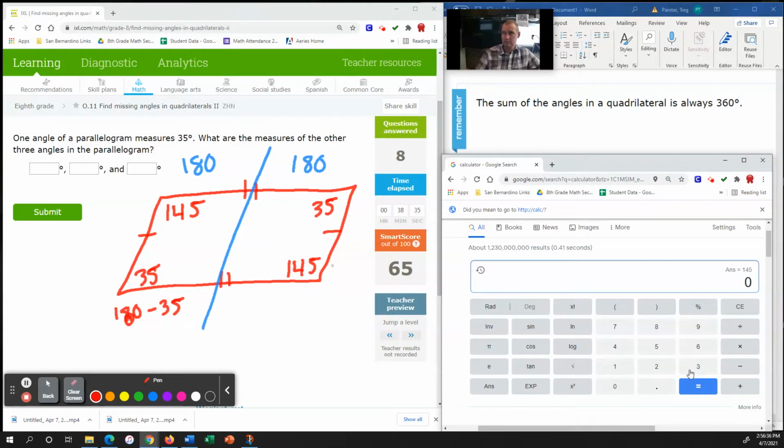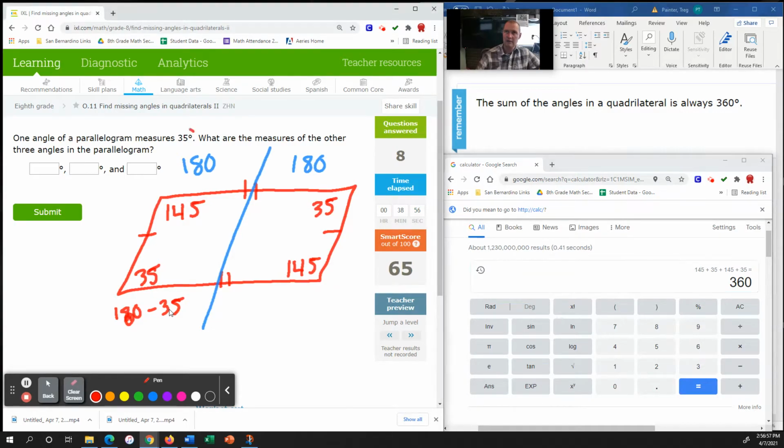I'm going to add them up. I don't want to get it wrong. 145 plus 35 plus 145 again. Again, I'm just adding them up. Do they add up to 360 degrees? Plus 35. Just beautiful. Just works out so nice.